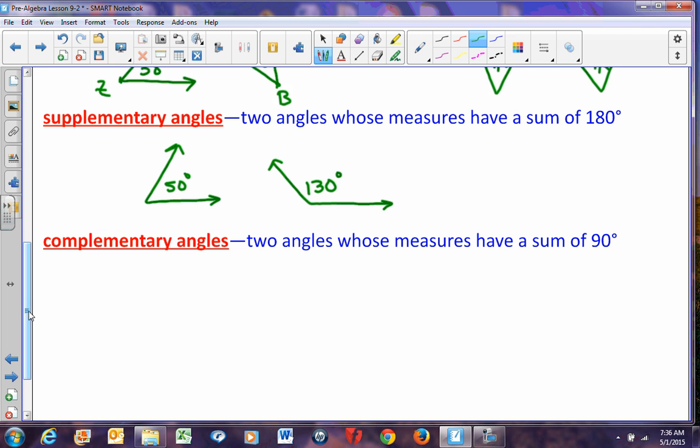Supplementary angles can be separate angles, or they can be adjacent angles. For example, I can do this. I can say that this is 20 degrees, which makes this 160 degrees, and those are also supplementary angles.